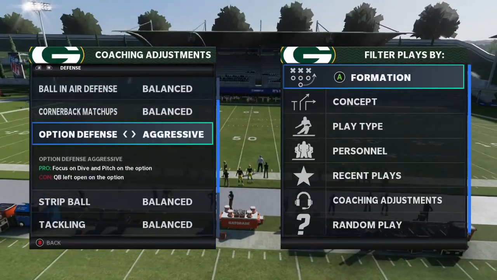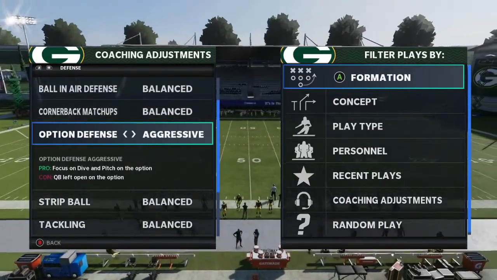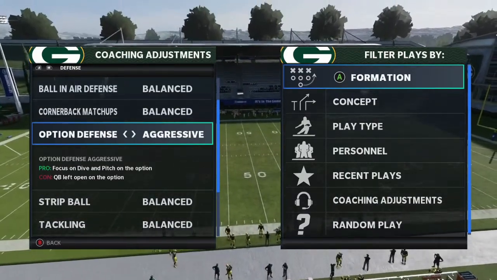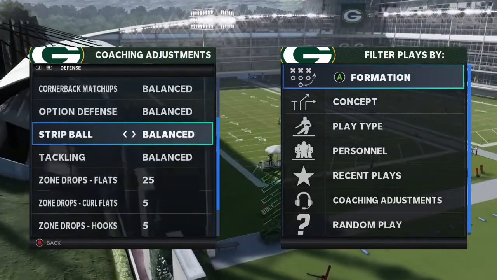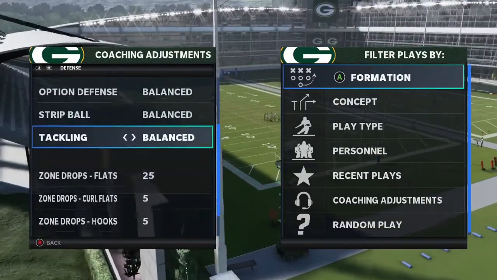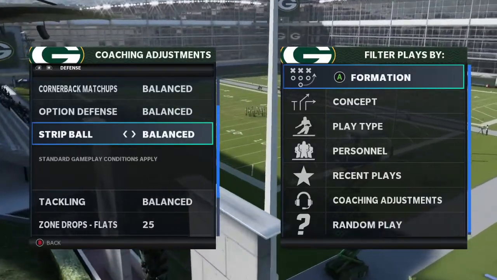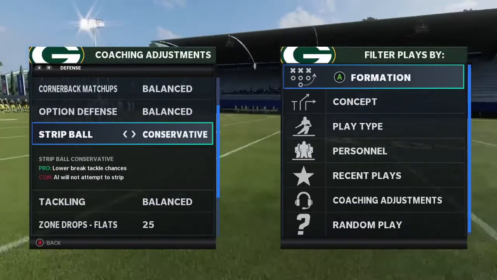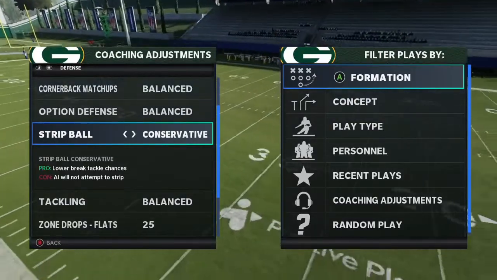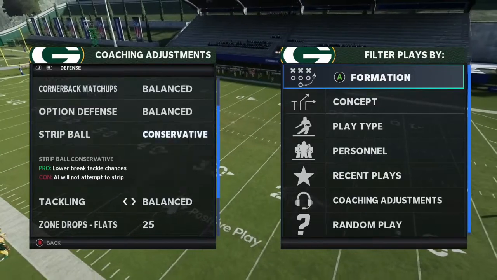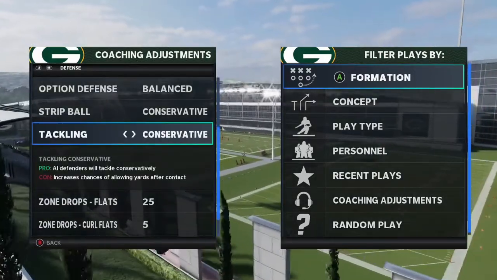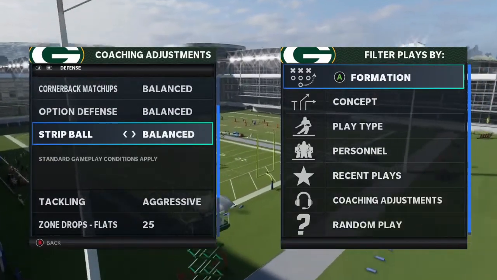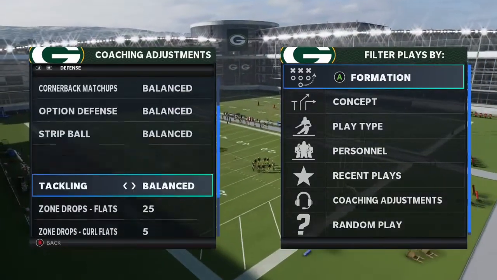If someone's really killing you with option, or they're killing you with a quarterback, you can utilize aggressive or conservative. I would only use something like strip ball and tackling in late game situations, so maybe you really need a big play, you really need to force a turnover. I would use this in desperate times because you can get penalized for this. So use this towards the end of the game, like if you need a hit stick fumble or a strip. But for most of the game, I will have this on balanced.